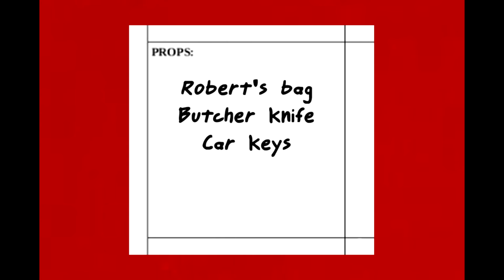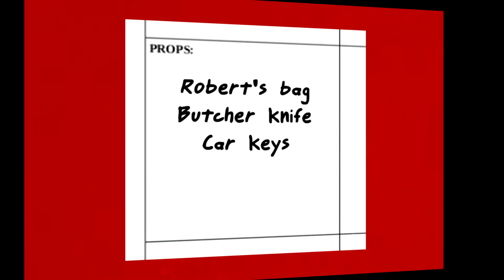When it comes to props, if you have more than one of a certain type of prop, assign it to a character in order to distinguish it. In this case, I've said Robert's bag because Anne might have a bag. When you have a prop that is only seen once, such as the butcher knife or the car keys, then you can just write them in as is. But denote whose prop it is if there are more than one of them.